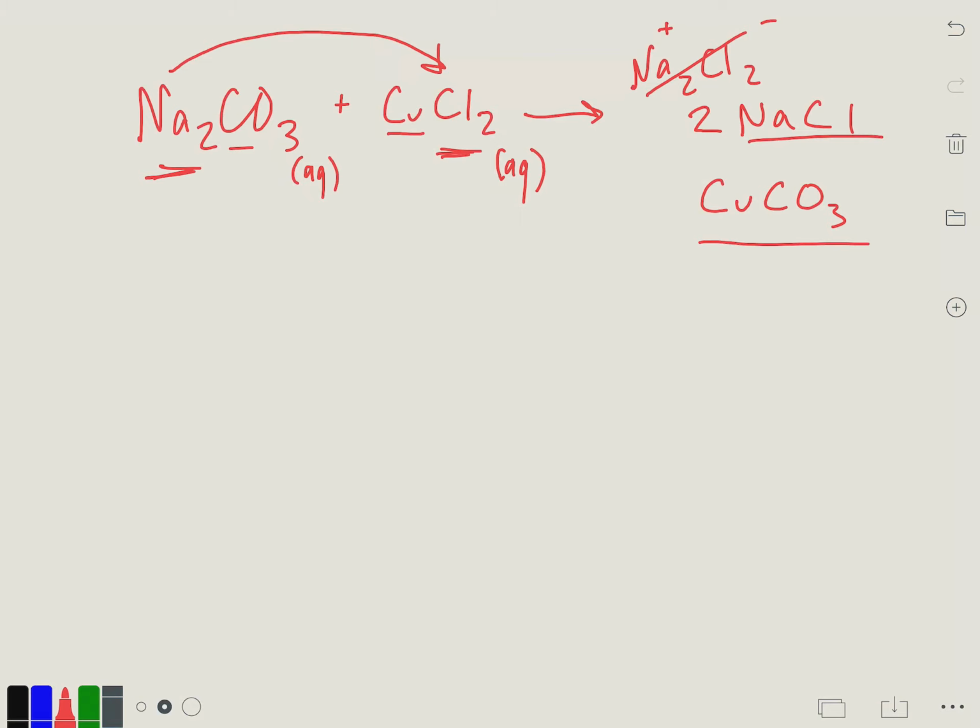In this case, if we look at the solubility rules, we see that sodium's always soluble, no exceptions. Chlorine is soluble unless it's paired with lead, mercury, or silver, and that's not the case here. It's with sodium. So this is aqueous. We're looking at the solubility table to decide this.